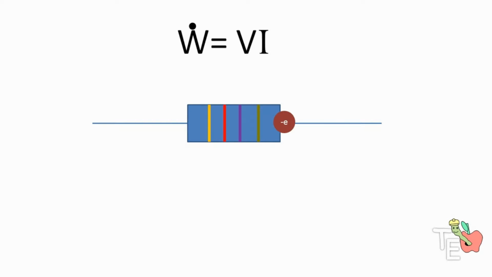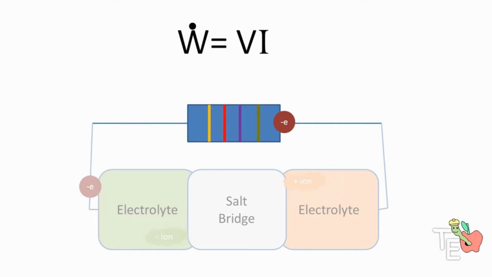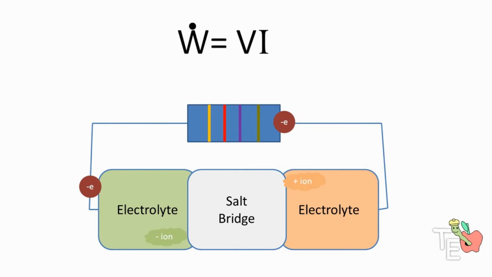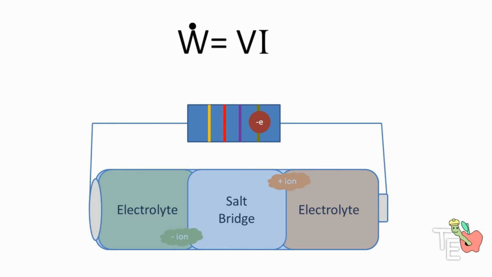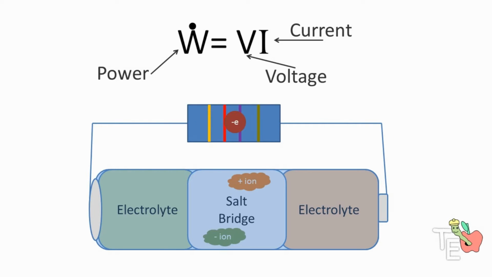Electricity is the flow of electrons. One common way to generate electricity is through the use of chemical reactions. This occurs in devices like batteries and fuel cells. But here's what you really need to remember. Electrical power is the product of voltage and current.